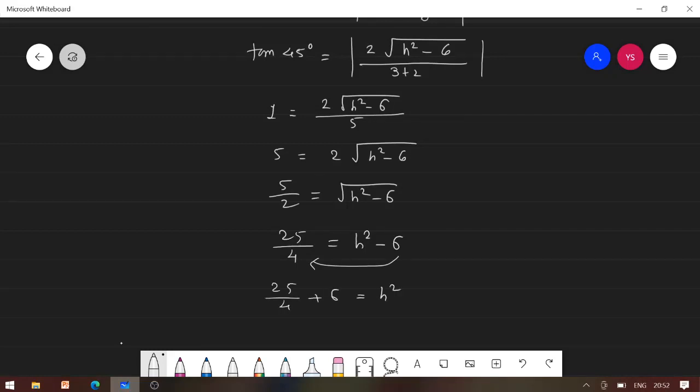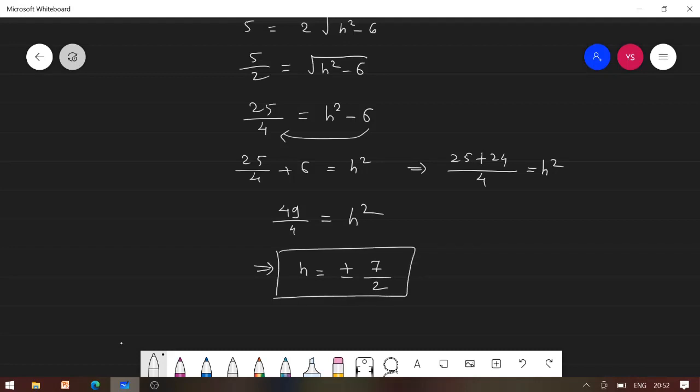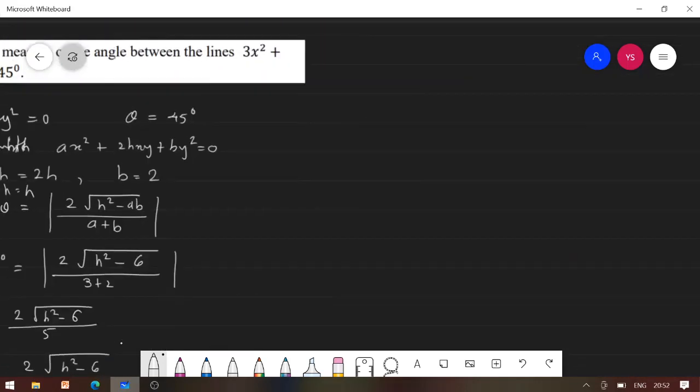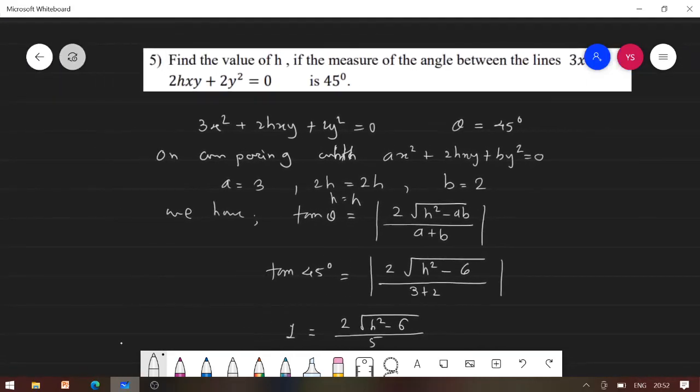After cross multiplication, that implies 25 plus 6 fours are 24. So we have 25 plus 24 divided by 4 equals h². So here 25 plus 24 becomes 49 divided by 4, which is the value of h². After taking square root on both sides, we have h equals plus or minus 7 by 2. So here we are done up to question number 2.